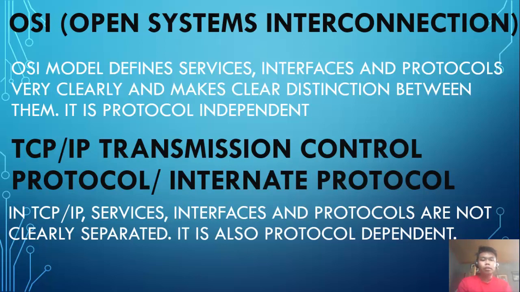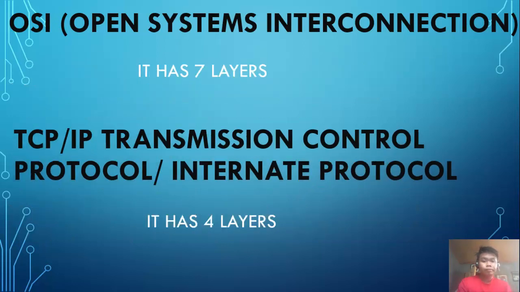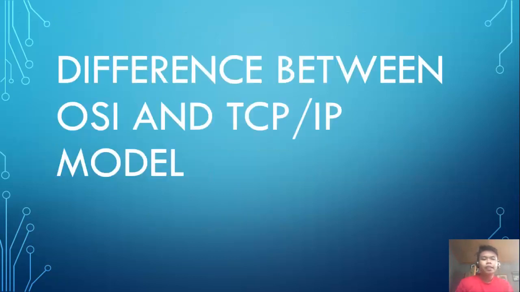So that's the difference between the protocols and the services. And the last is OSI has 7 layers, and TCP/IP has 4 layers. So that's all, guys, the difference between OSI and TCP/IP model.